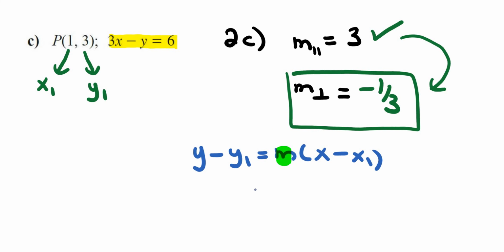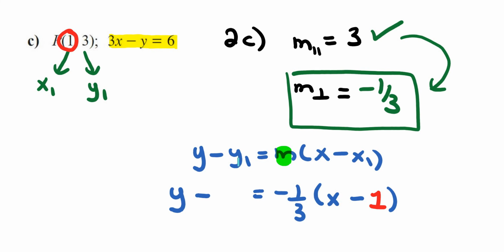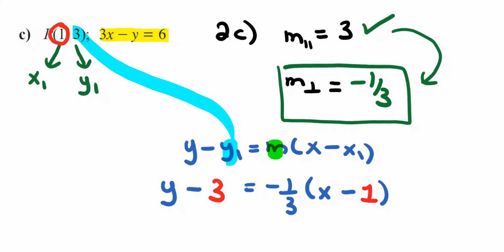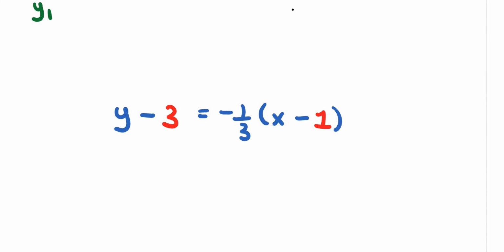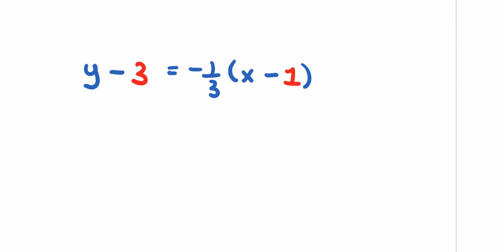So m has a value of negative 1/3, so negative 1/3, and then x minus, well, what's the value of x1? Well, the value of x1 is going to be positive 1, so minus 1, close the bracket, and then on the left-hand side I have y minus the value of y1, and the value of y1 is going to be 3, so 3. Okay, so there it is. There's my equation so far, and now I need to change this into standard form. So step number 1, I notice that my denominator is a 3, so for this homework video guide I'm going to clean this up by multiplying everything by that denominator.